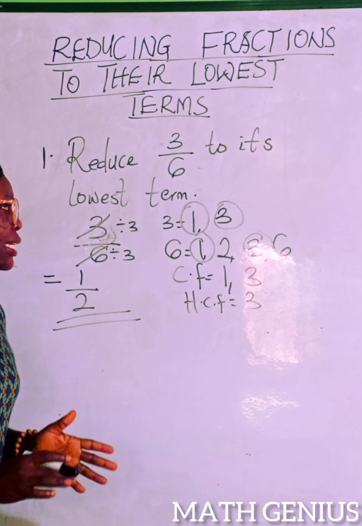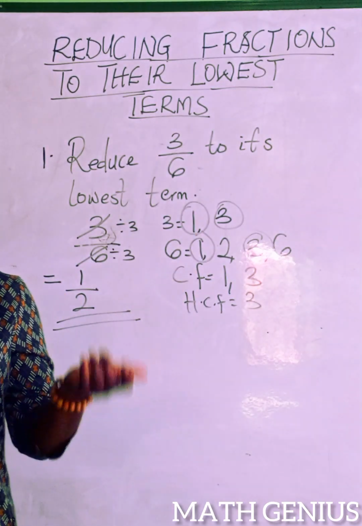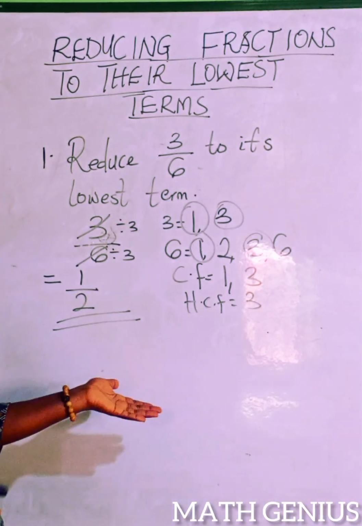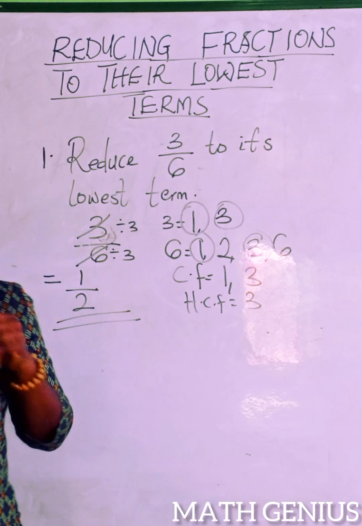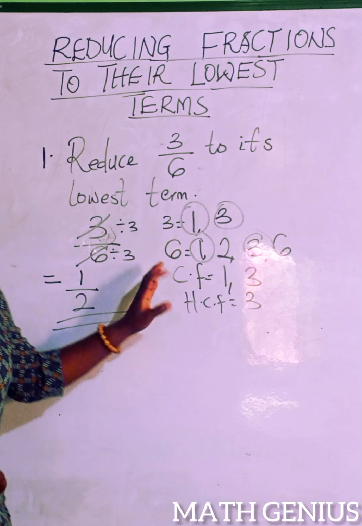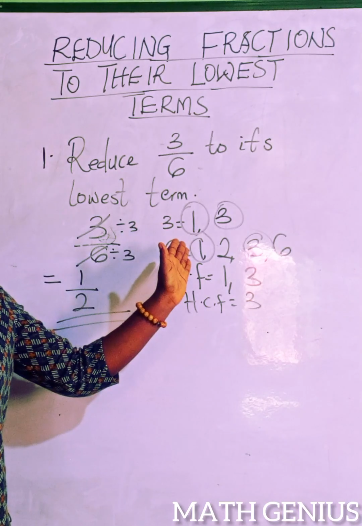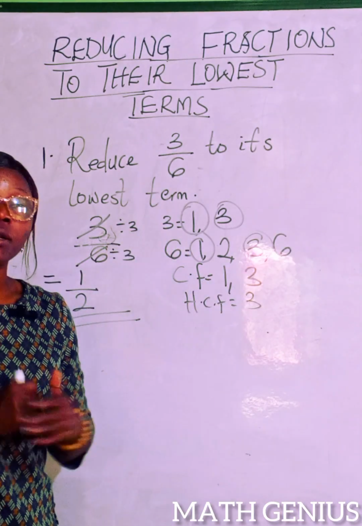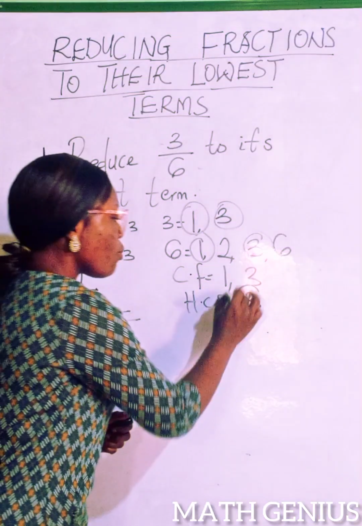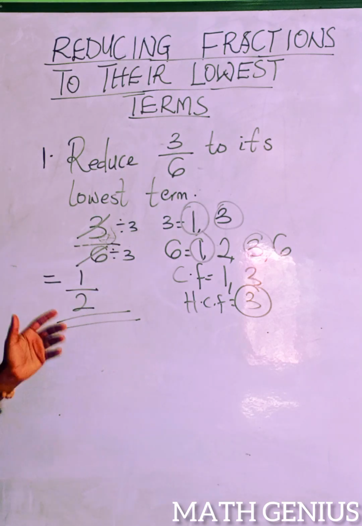Now, this is what I did. I checked for a number that can go into 3 without a remainder, and that number should also be able to go into 6 without a remainder. So how did I know the number? I found the factors of both numbers, the factors of 3 and the factors of 6. Then I checked for the common factors, which are the factors that appear in both lists. So 1 and 3 were common. I picked out the highest common factor, and by it, I can reduce these numbers to their lowest terms.